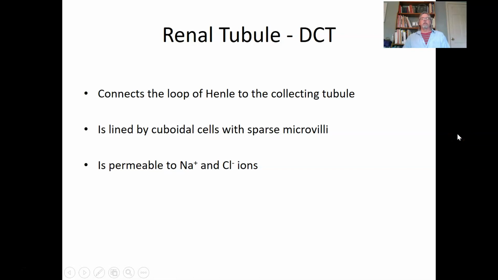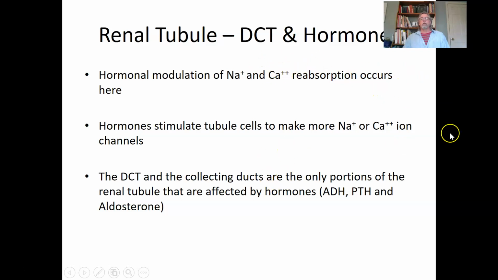Now, there's an important feature of the distal convoluted tubule, and this is going to be similar with the collecting duct. The cells lining the wall of the distal convoluted tubule are responsive to hormones acting on the process of urine formation. Now, I don't know if you remember way back in the beginning of the course, in the endocrine system chapter, we talked about some hormones, for example, ADH, antidiuretic hormone, and aldosterone. These hormones work by affecting how efficiently the kidney reabsorbs water or ions.